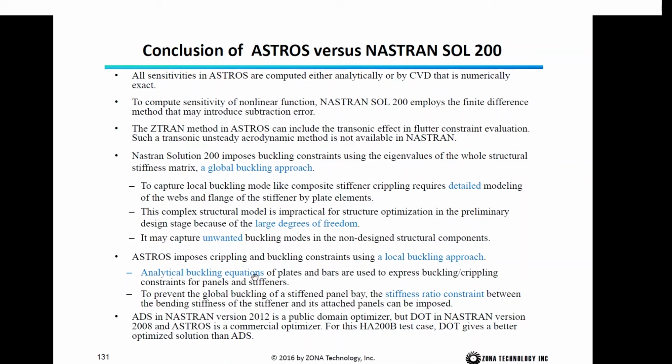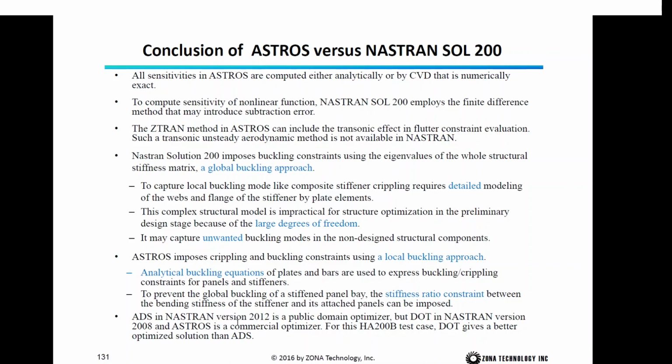Analytical buckling equations of plate and bar are used to express buckling and crippling constraints for plate and stiffener. To prevent the global buckling of a stiffened panel bay, a stiffness ratio constraint between the bending stiffness of the stiffener and its attached panels can be imposed.